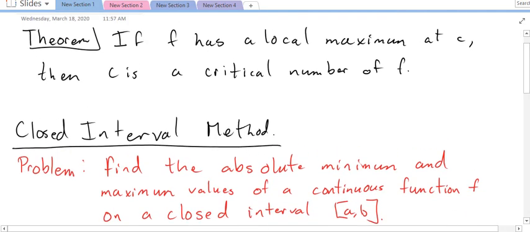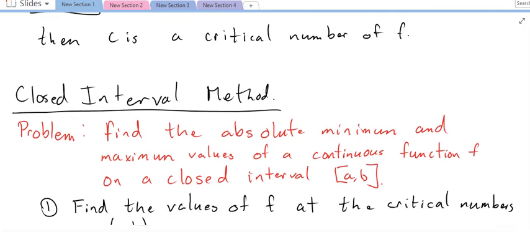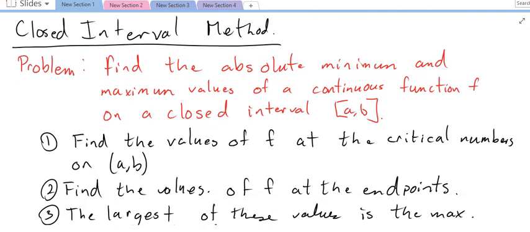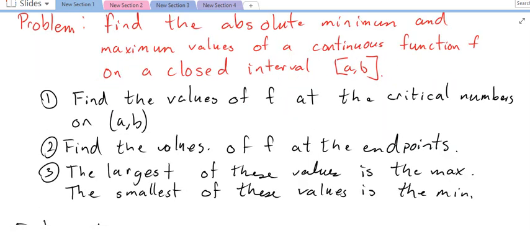And now, because of that, because we can put that together, we have the following. So the closed interval method is what this is called. And the problem that we're trying to solve with this is to find the absolute minimum and maximum values of a continuous function f on some closed interval a to b. And we have a very nice method of doing it. So first we find the critical numbers, and then we find the values at those critical numbers. Then we find the values at the endpoints, and the largest of these is going to be the max, and the smallest is going to be the min.